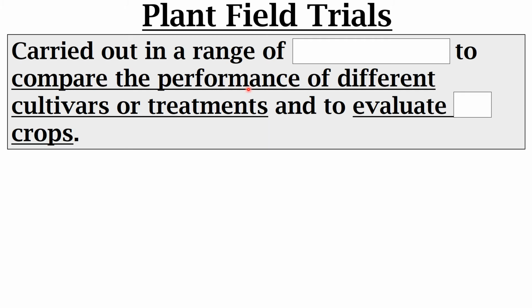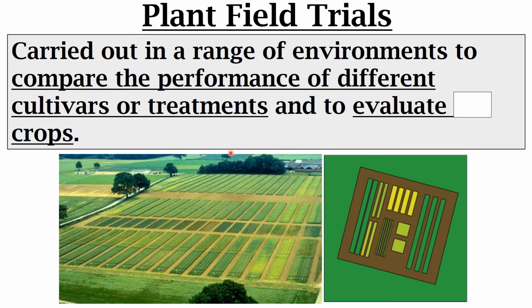So plant field trials. It's almost like you're having different experiments in different test tubes, but you're using different fields, or different areas of fields. Plant field trials are carried out in a range of environments to compare the performance of different cultivars, so that's just cultivated crops, or treatments, and also to evaluate genetically modified crops. This is kind of like an outdoor laboratory, isn't it? You've got different sections which are separated, and as you would in the laboratory, you'd maybe change one variable in each one and see what's produced in terms of plant growth and resistance to disease and so on.